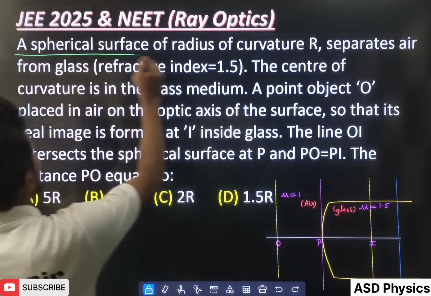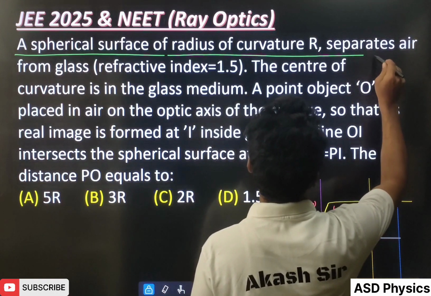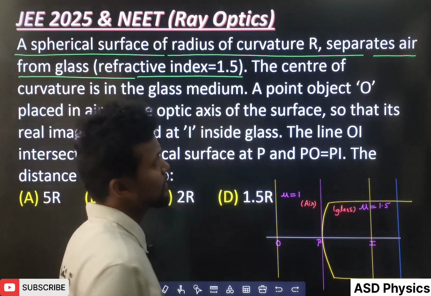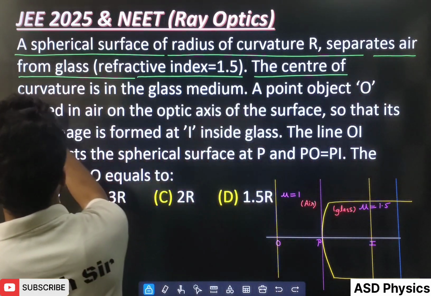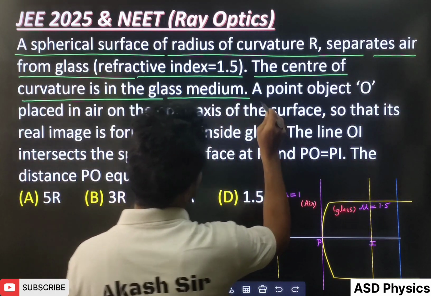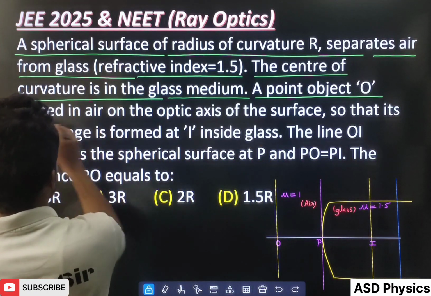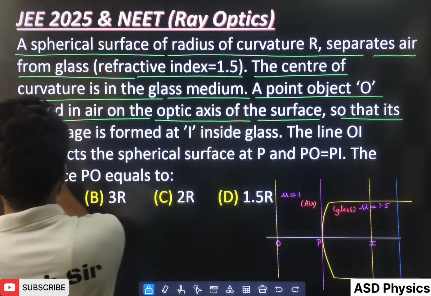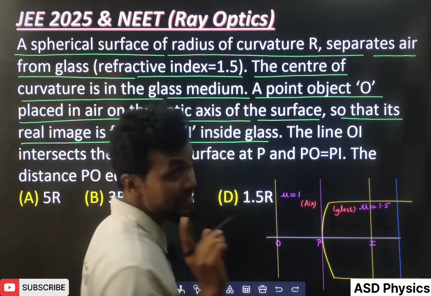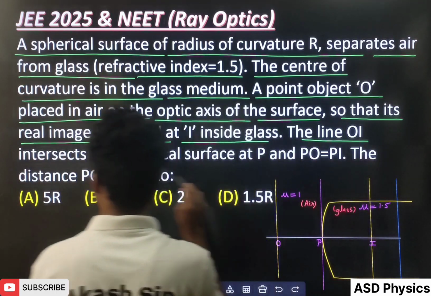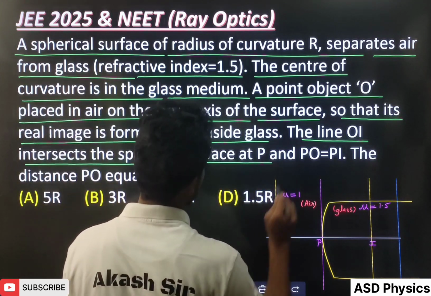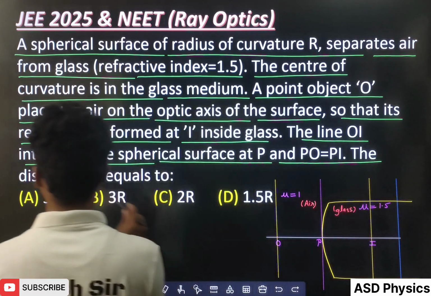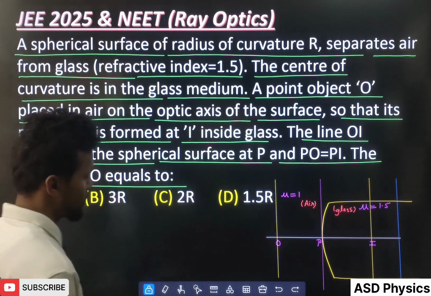See here, a spherical surface of radius of curvature R separates air from glass. The refractive index is given as 1.5. The center of curvature is in the glass medium. A point object O is placed in air on the optic axis of the surface so that its real image is formed at I inside the glass. Now the line OI intersects the spherical surface at P. You can see OI intersecting at P, and PO equals PI.